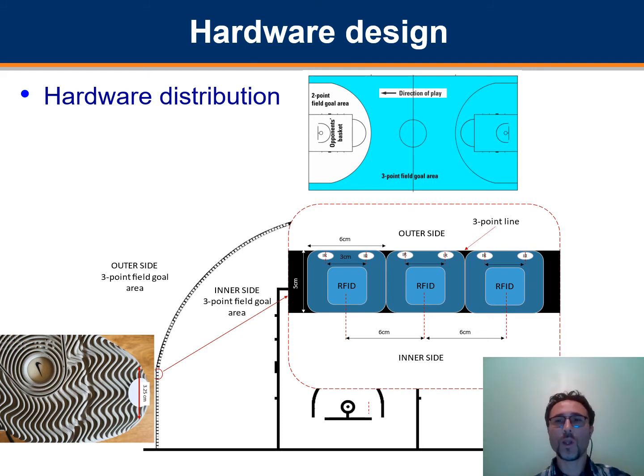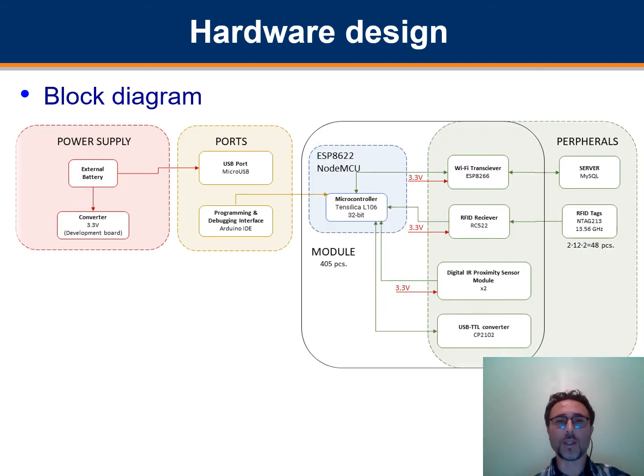Now let's see how we collect the data. Here we have the block diagram of one module which has the RFD tag reader. Here we have the RFD reader, we have the ID82 infrared sensor, and we have the power supply. It's done by a 5-volt unit, and the board will have 3.3 volts for all the sensors.